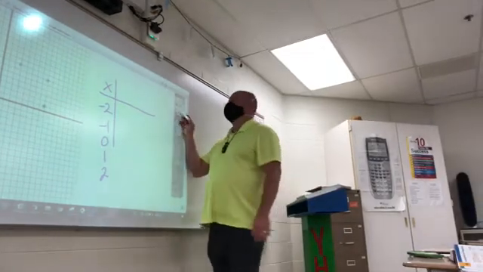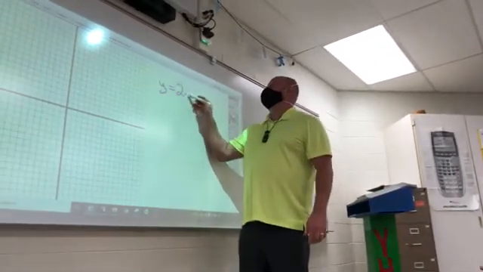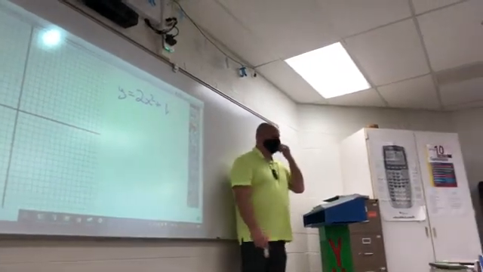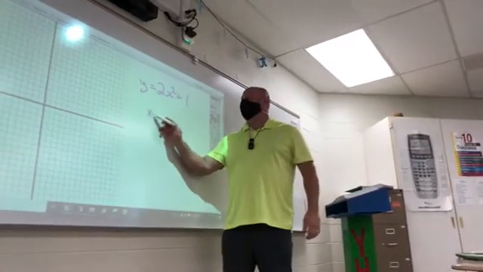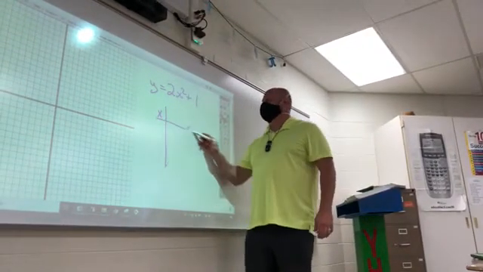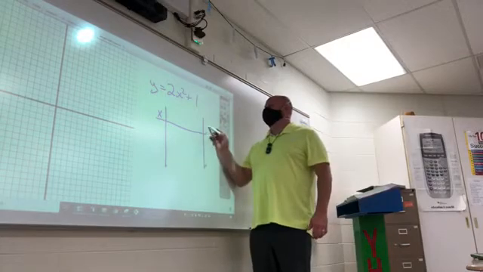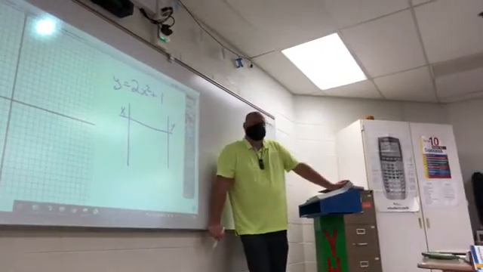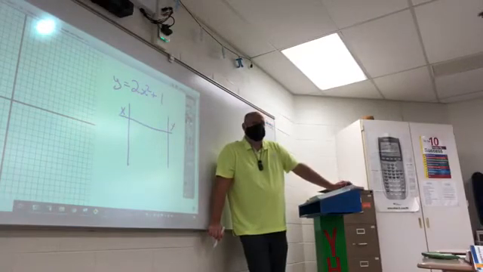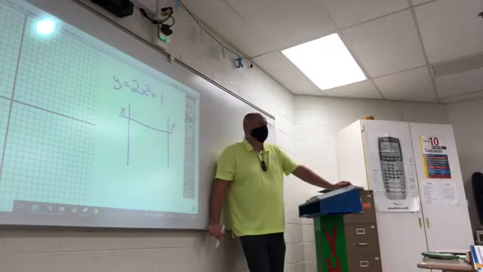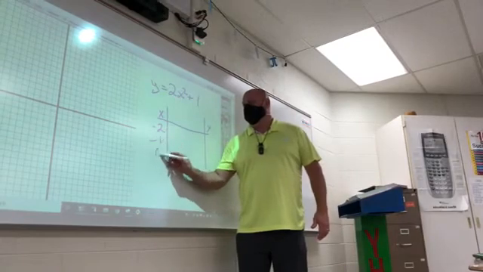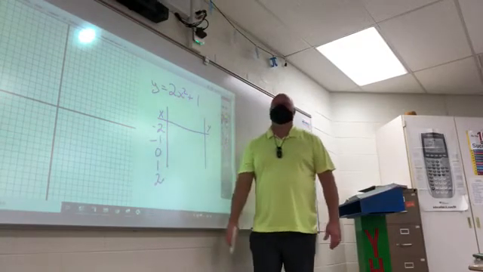If I give you this, y equals 2x squared plus 1. Okay? Anybody have an idea of what any x squared graph looks like? Anybody ever done one of these before? Let's plot some points. What points should I start with? What are some easy ones to start with? -2, -1, 0, 1, and 2.